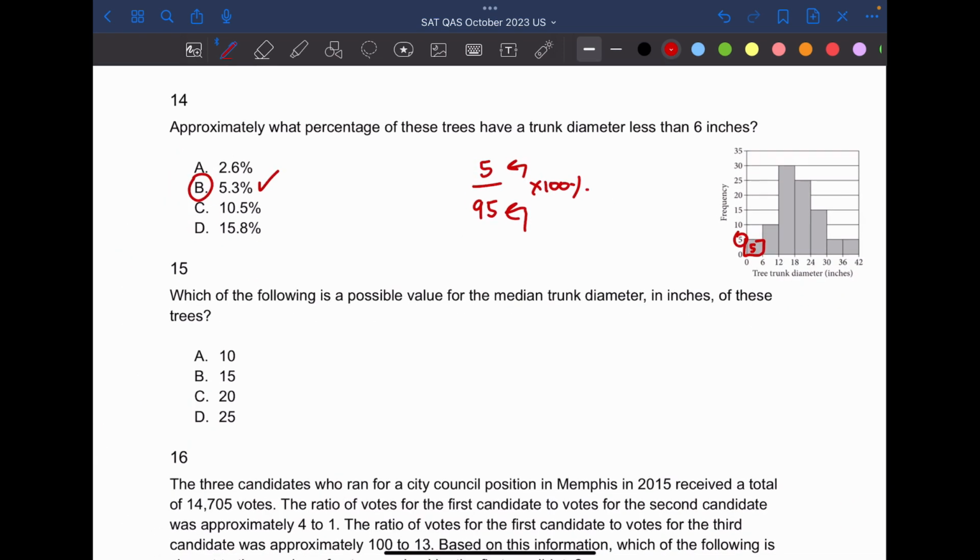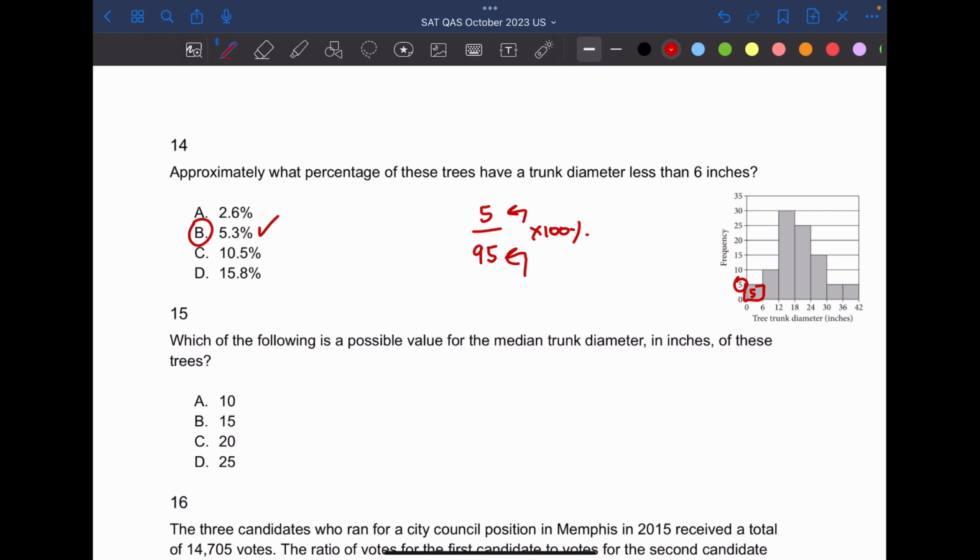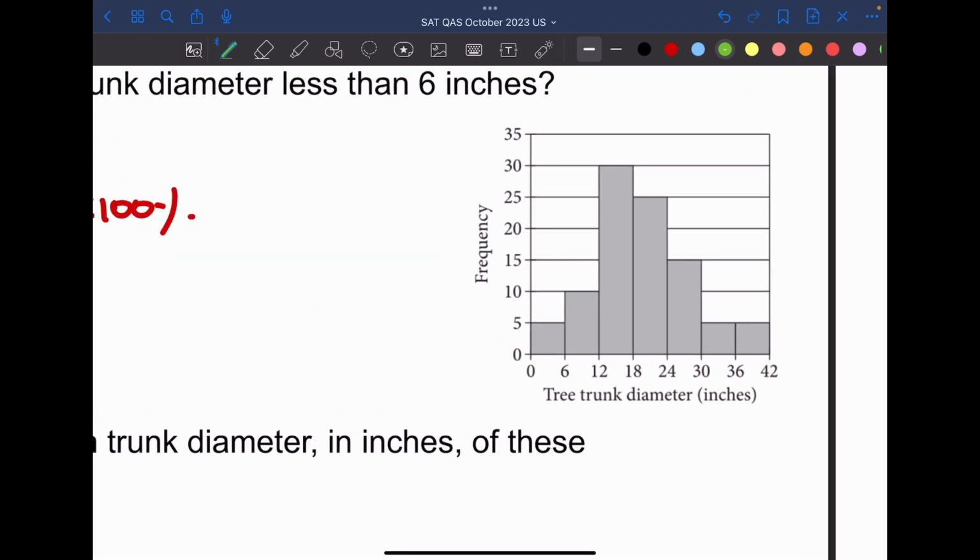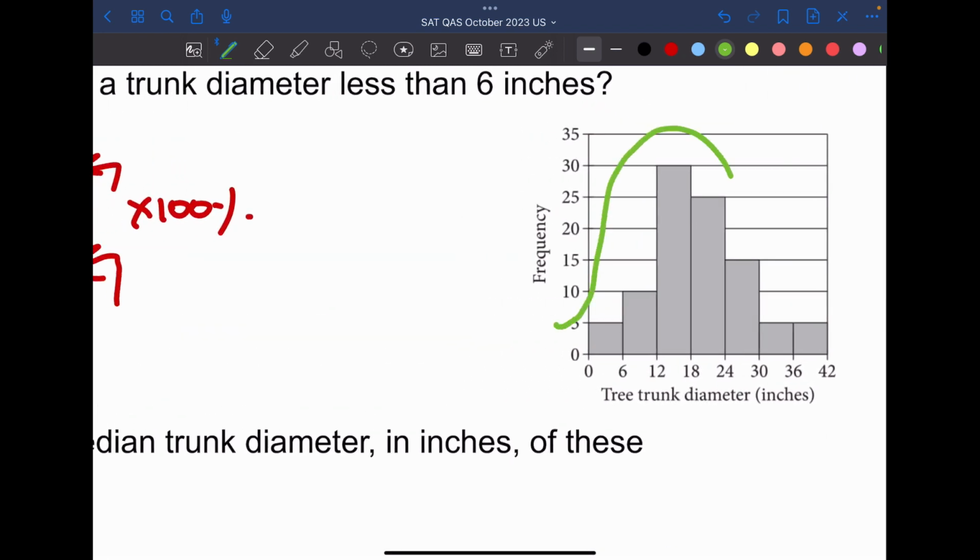Question 15, which of the following is a possible value for the median trunk diameter in inches of these trees? So it's basically asking for the median trunk diameter. How do you find that? First, I'm going to erase this work that I have here because you don't need it anymore. Then you got to ask yourself, okay, so how do I find a median from a graph that looks like this? You got to think of it as usually you would get rid of the leftmost and rightmost numbers until you end up with the middle number.